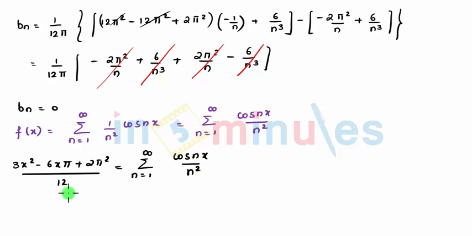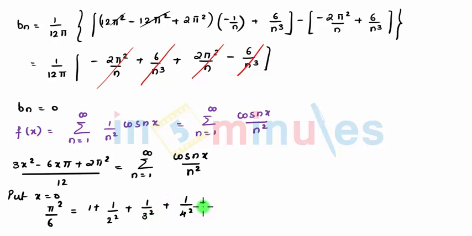So now let's substitute x to be 0. So I say put x as 0, so this gets as pi square by 6. I get here pi square by 6 because I wanted to reduce it. And here cos 0 is 1 upon n square, which I can write as 1 plus 1 upon 2 square plus 1 upon 3 square plus 1 upon 4 square plus dot dot dot, and thus that's my sum completes.